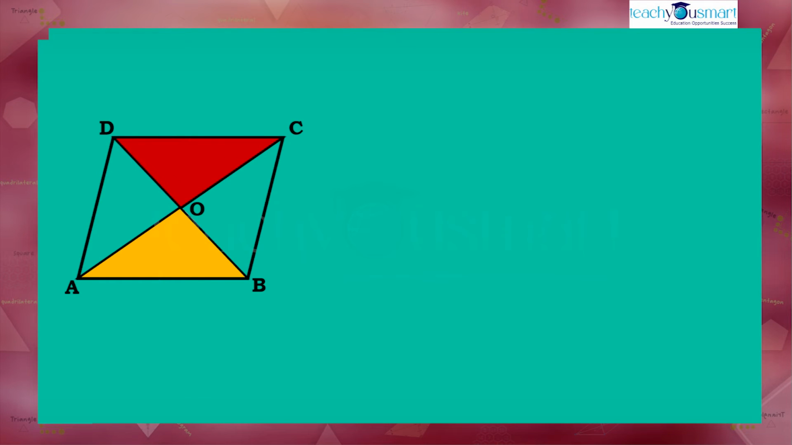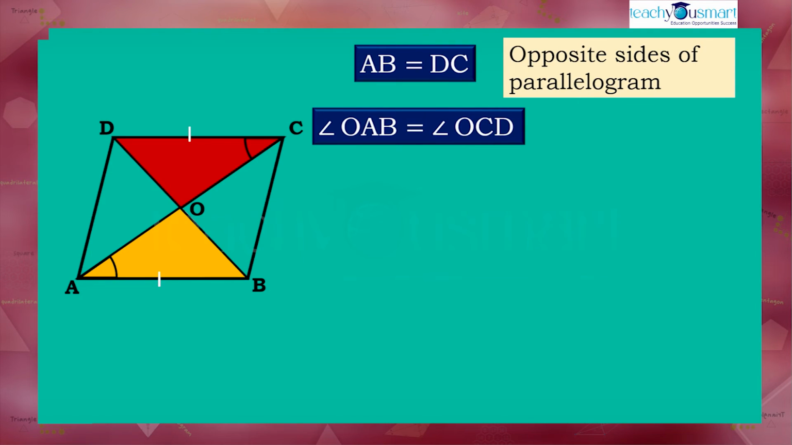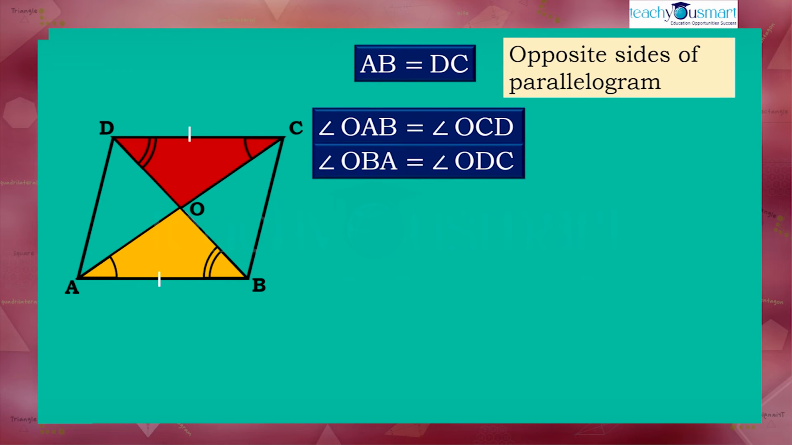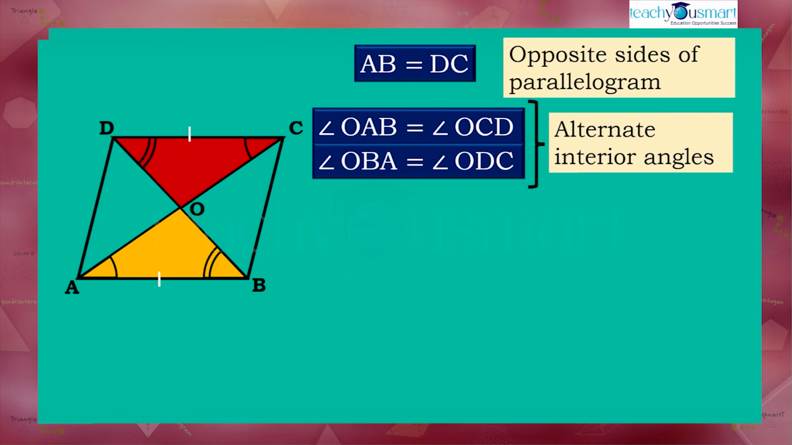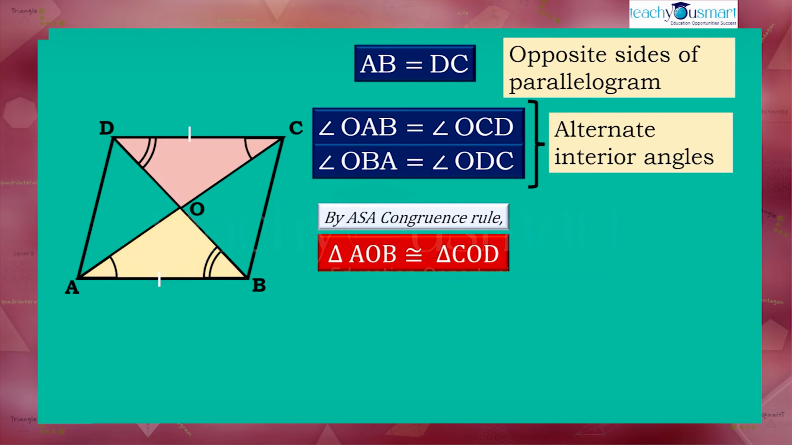We have seen that the opposite sides of a parallelogram are equal. Therefore, AB is equal to DC. Moreover, angle OAB is equal to angle OCD, and angle OBA is equal to angle ODC, because they are pairs of alternate interior angles formed by the transversals AC and BD. Now, in triangle AOB and triangle COD, two pairs of angles and a pair of sides are equal. By ASA congruence rule, triangle AOB is congruent to triangle COD.